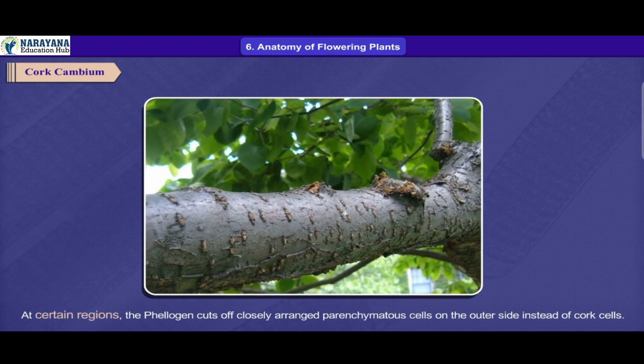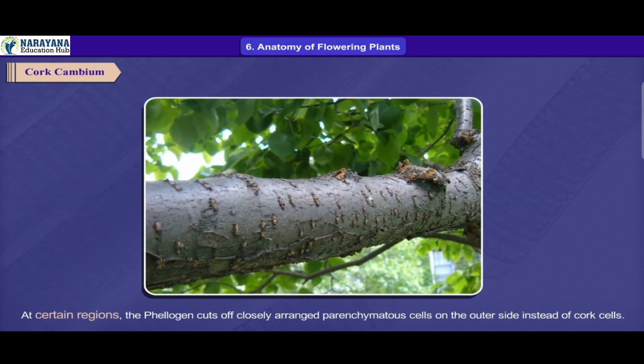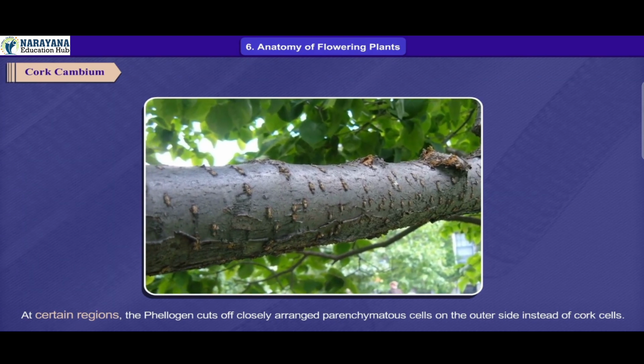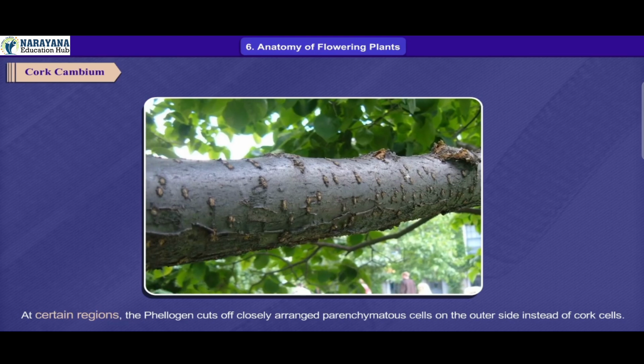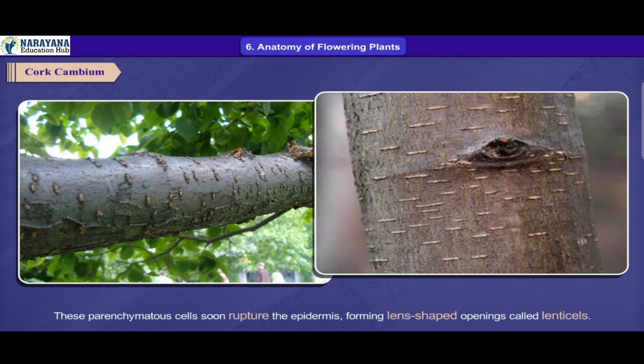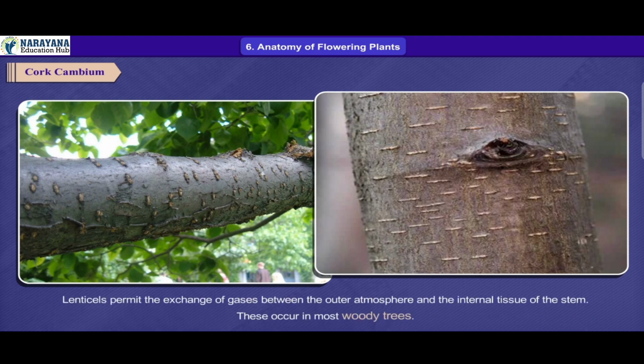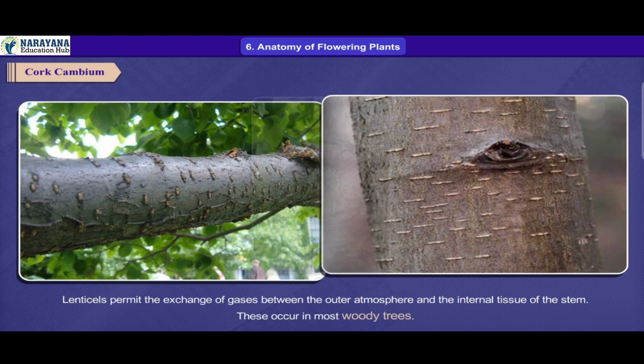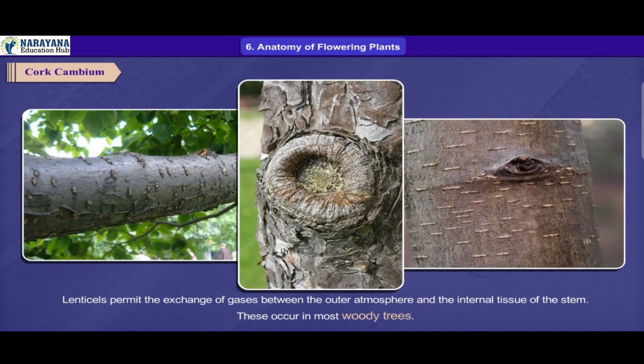At certain regions, the phellogen cuts off closely arranged parenchymatous cells on the outer side instead of cork cells. These parenchymatous cells soon rupture the epidermis, forming lens-shaped openings called lenticels. Lenticels permit the exchange of gases between the outer atmosphere and the internal tissue of the stem. This occurs in most woody trees.